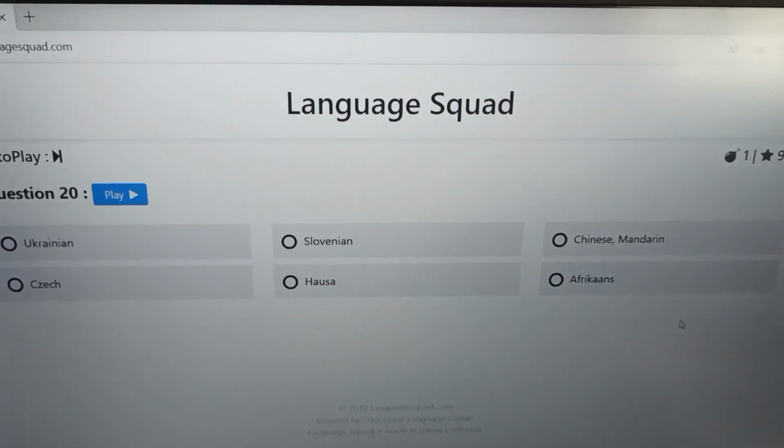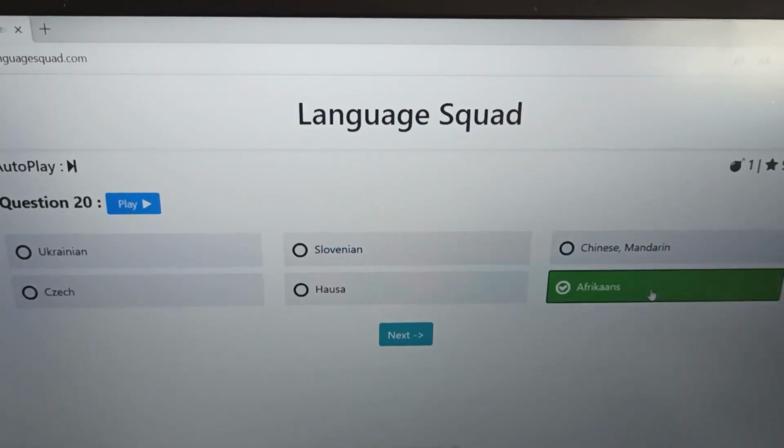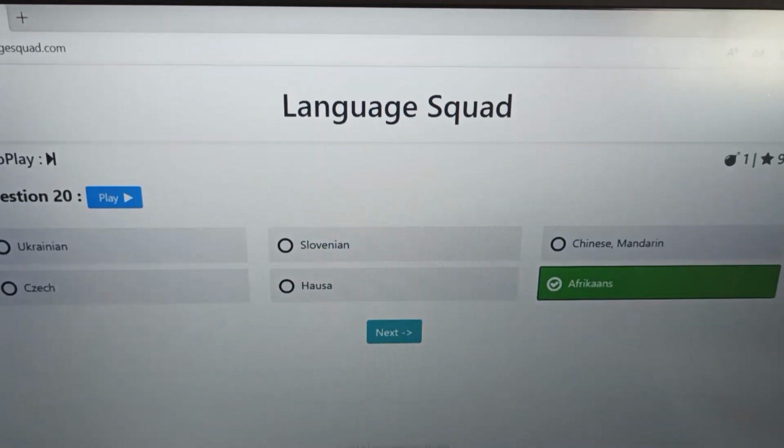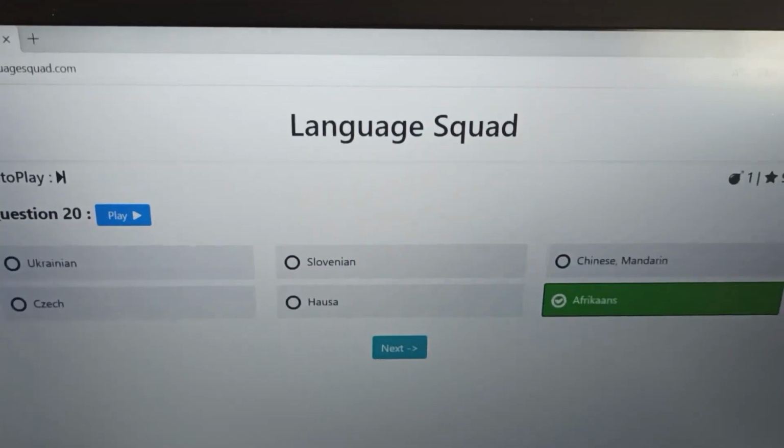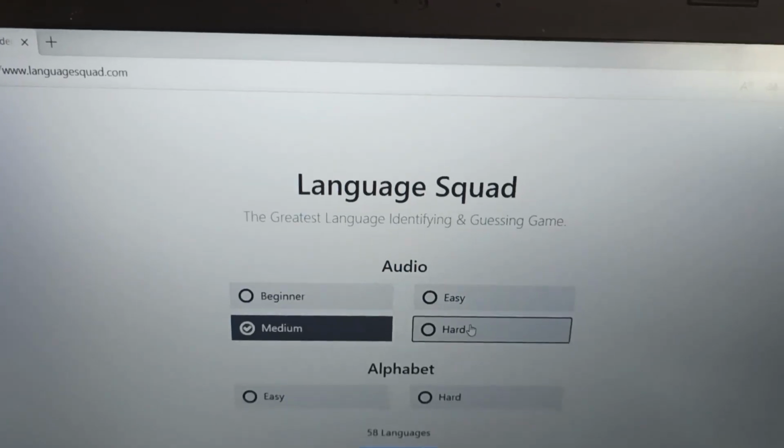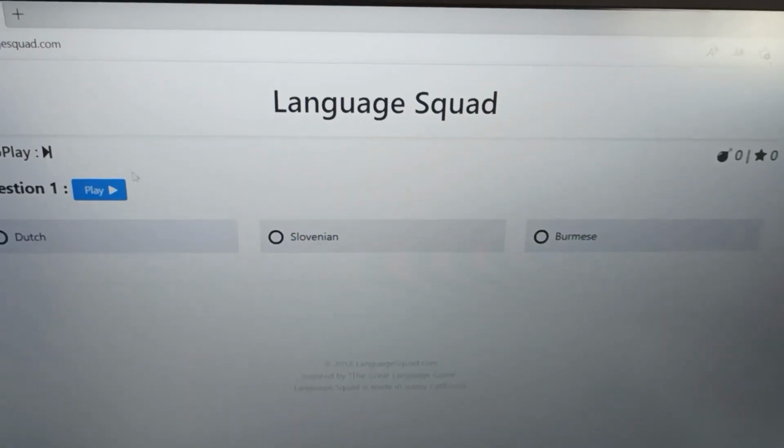This is nice, and with Afrikaans. Afrikaans is something like Dutch, but in a different way. So, here we go. Oh, yay.